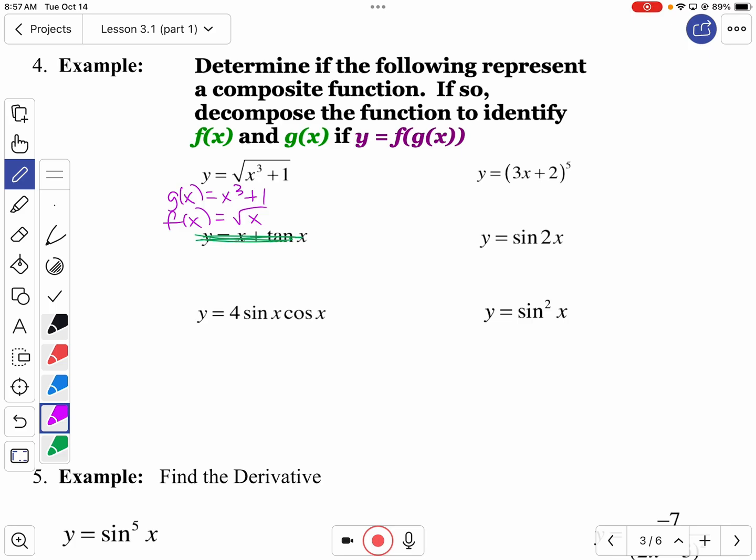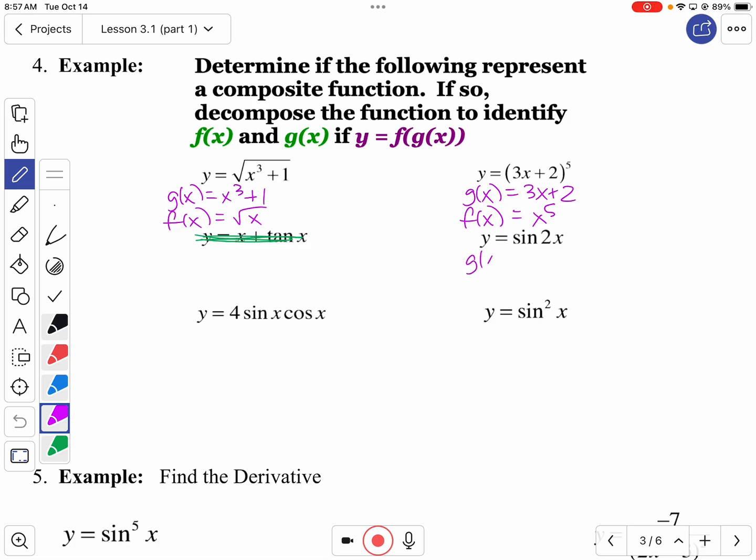Okay, let's look at the next one. (3x plus 2) to the 5th. What do you think is the inside? 3x plus 2. And what would be the outside? X to the 5th. So, finding our stuff. So we said x plus tan x, that's just a sum. We could do that with the power rule. Life is good. Y equals sine of 2x.